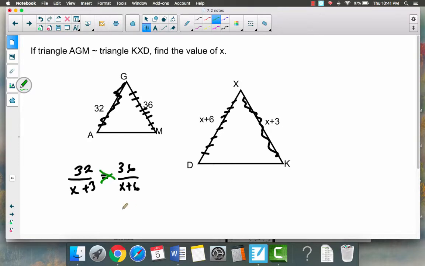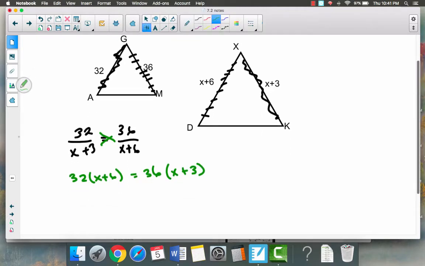Now notice when you cross multiply this one, you get 32 times x plus 6 equals 36 times x plus 3. In this type of problem, I would suggest distributing and then continuing on from there. So if we distribute on the left side, we would have 32 times x, that's 32x, and then 32 times 6 is going to get us 192. And then same on the other side, 36 times x is 36x, and then 36 times 3 is going to get us 108.